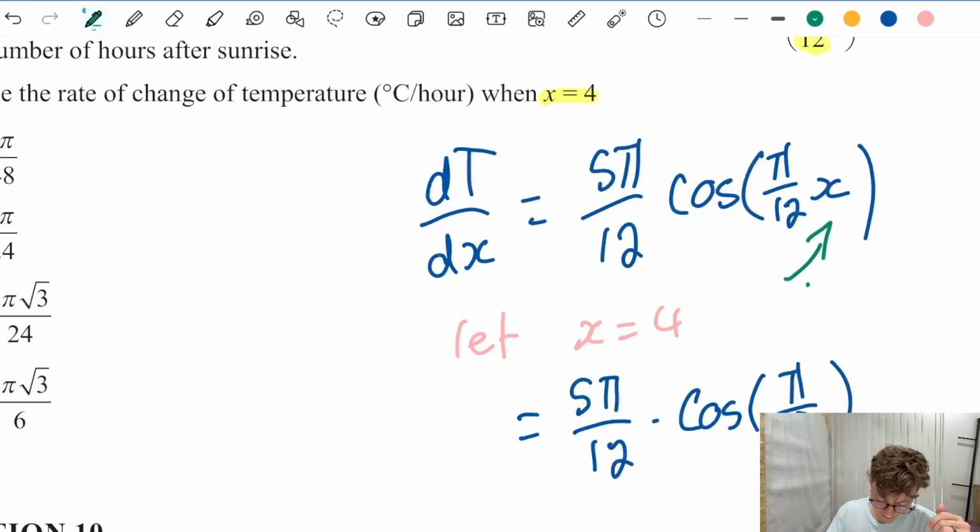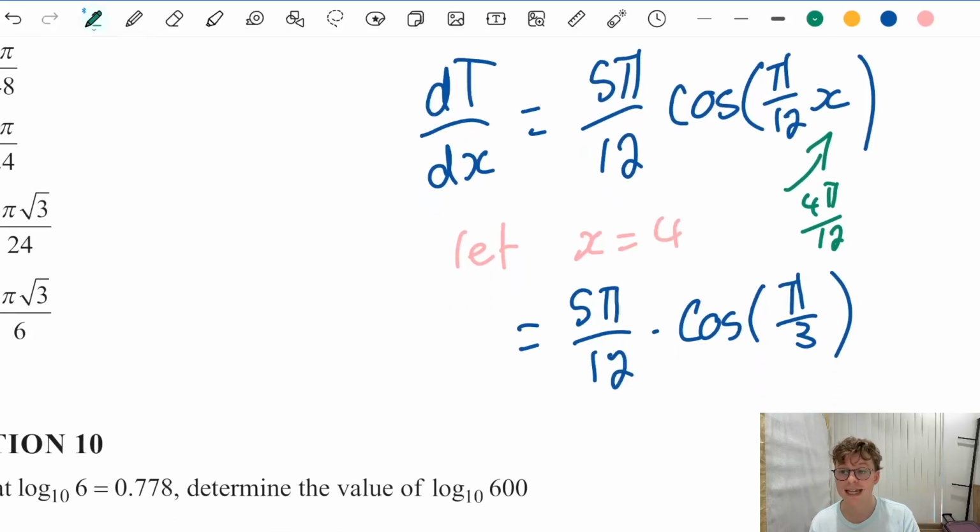If I put 4 in place of x, I get 4 pi over 12. I simplify the fraction and I get pi on 3. So now, again, I'm using my exact values. Quite a lot of exact values, I will say, so we have to be pretty sharp with those if we're doing the methods tech-free multiple choice.